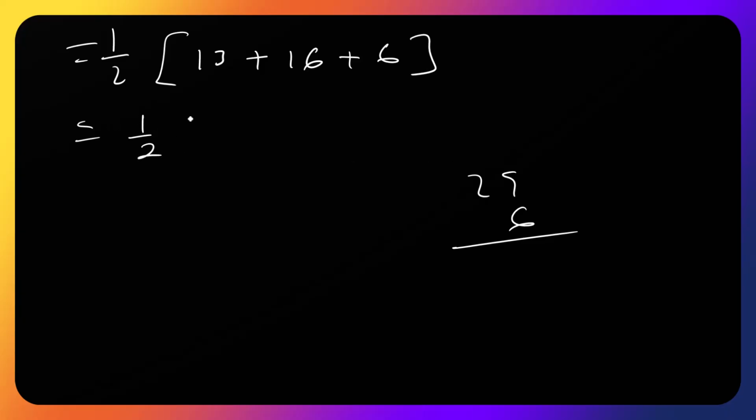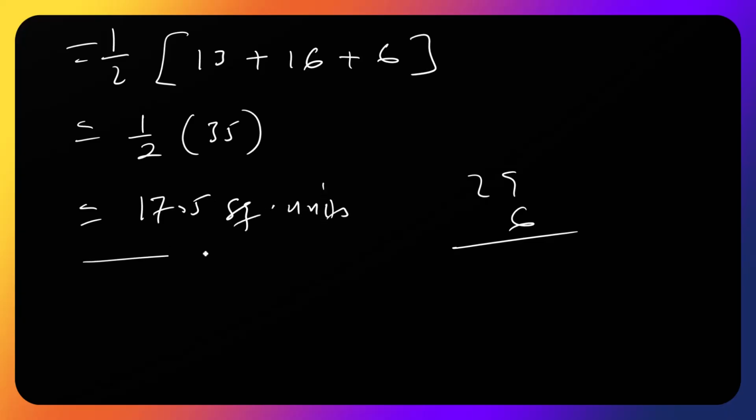So we have half of 35. Okay, on the calculator, that will be 17.5. So we have 17.5 squared units. Okay, so that is that.